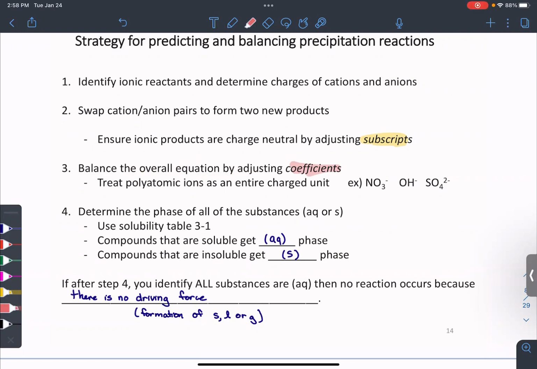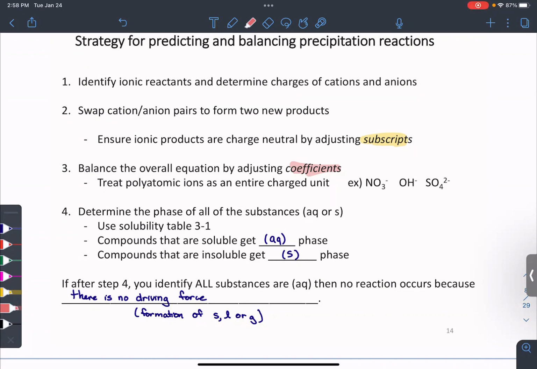So my tip is here, because we're sometimes balancing polyatomics. If you have a nitrate on a reactant side and a nitrate on the product side, just treat that nitrate as like one thing, right? You don't have to balance the individual nitrogens and oxygens, just treat it as one thing. I have like 2 nitrates on one side, 2 nitrates on the other side. So just kind of balance it as a unit. It's a lot easier that way.